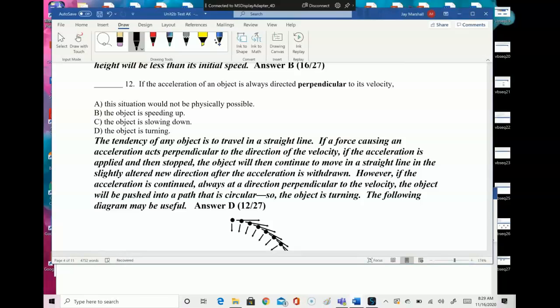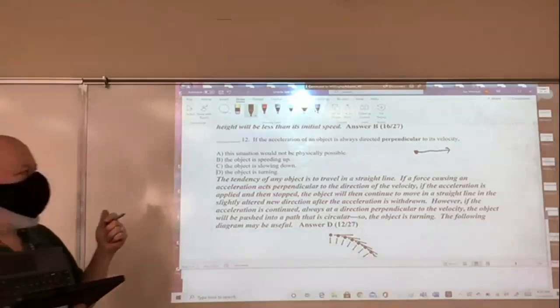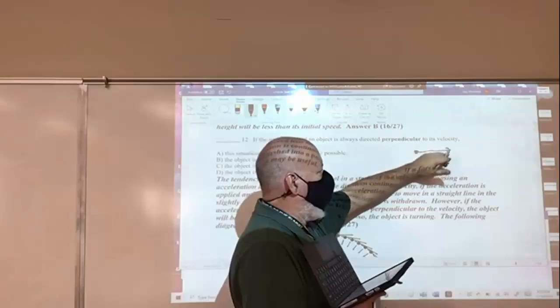Okay? The acceleration of an object is always directed perpendicular to its velocity. If I'm an object, according to Newton's first law of motion, I want to stay in the motion that I'm in. I resist a change in motion. I resist being accelerated. Okay? Think of a train going 30 meters per second. It's going to be difficult to change its motion. Okay? It wants to keep going in a straight line at the same velocity.